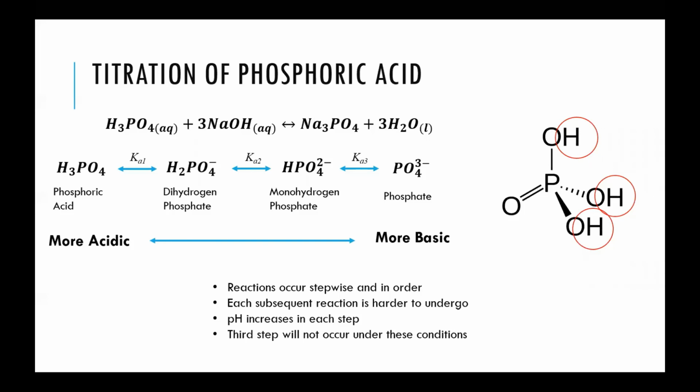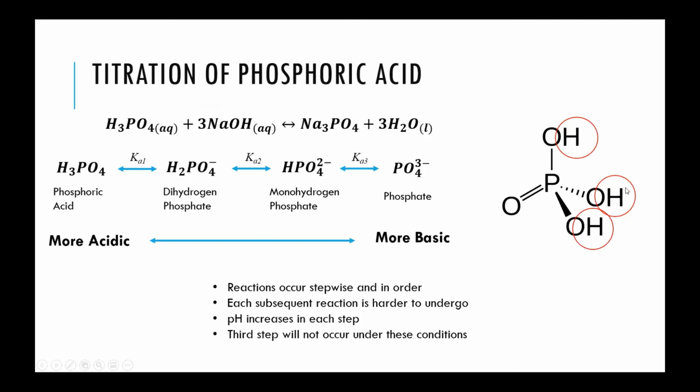Phosphoric acid itself is a triprotic acid. That means that for every one molecule of phosphoric acid, there are 3 H plus ions that can break off and react with hydroxide. So for every one whole molecule of phosphoric acid, this can react with 3 sodium hydroxides to produce 3 water molecules and 1 sodium phosphate.